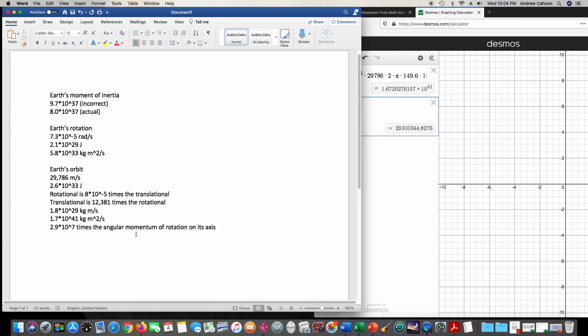Hopefully through this example, you've seen how we've been able to use these formulas to calculate things like moment of inertia, rotational kinetic energy, and angular momentum, and then compare it in different senses to the different aspects of its motion. All right, so that's it for now. Let me know if you have any questions on these examples or the concepts of angular momentum and rotational kinetic energy.